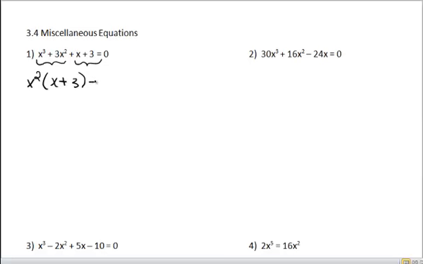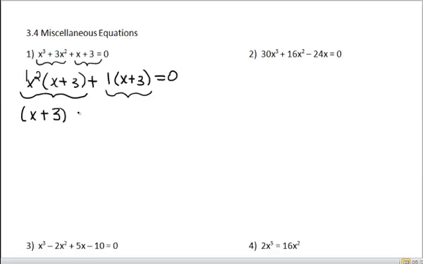In the last 2 terms, we also have x plus 3, so we can just factor a 1 out of that. Now if you notice these two, they both have x plus 3 in them. So factor out the x plus 3. And if you factor out the x plus 3 from both of these, you're left with x squared plus 1.